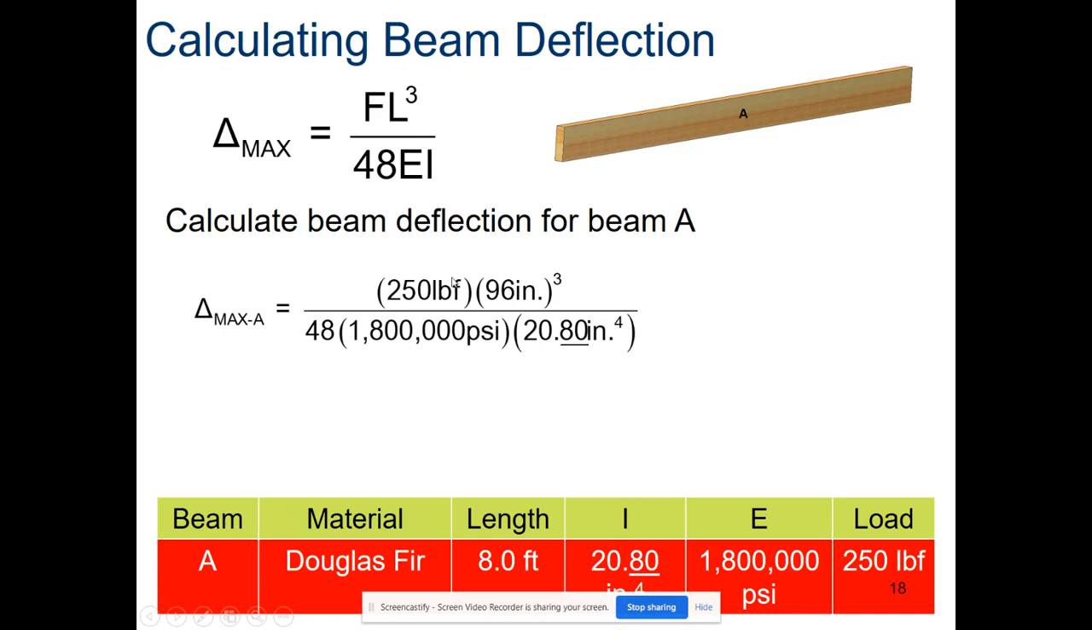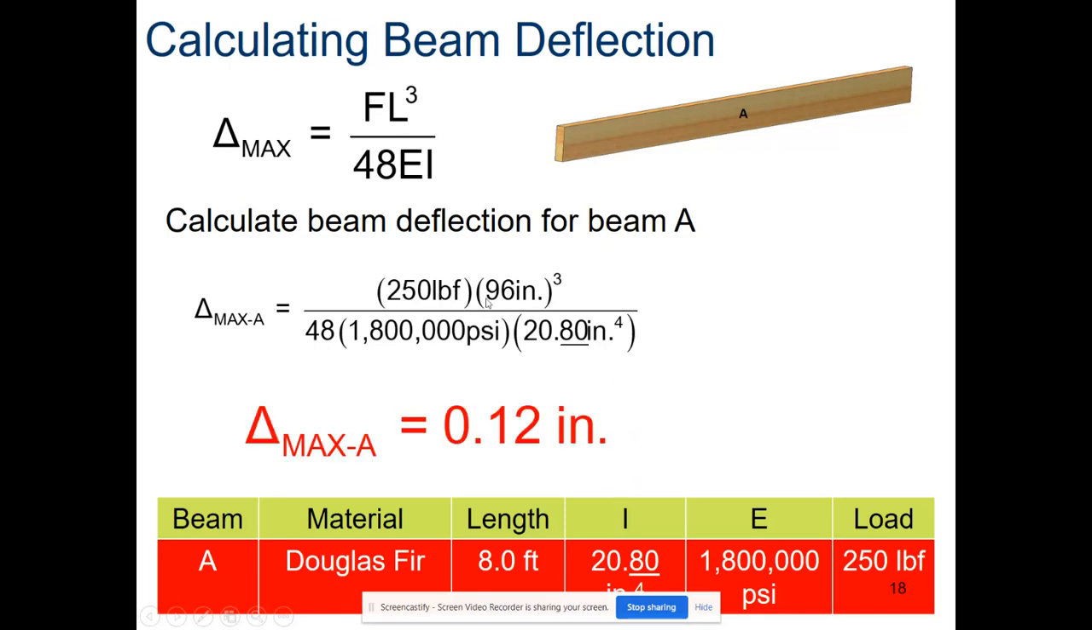Unit-wise, when we get done, everything should cancel except for one of these inches. I've got inches cubed up here. I've got inches to the fourth down there. Pounds will cancel. So anyway, when I get done with all of these things, I should end up with a measurement of inches. And you can go through and look at the fraction and deal with the unit cancellation to get to that point. But once we're done, everything's going to cancel. The pounds are going to cancel. All the inches will cancel except for one of them. And so our final measurement here is going to be in inches.